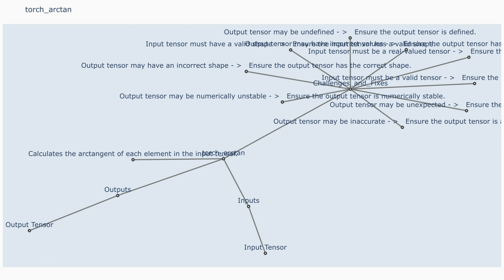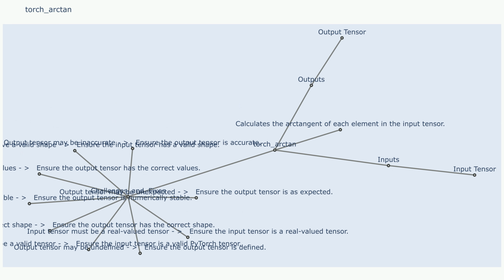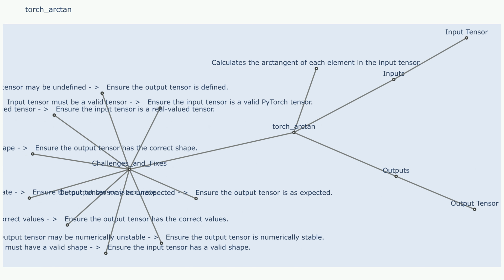Torch arctan. Description. The torch arctan function calculates the element-wise arctangent (inverse tangent) of an input tensor. The arctangent is the angle whose tangent is the input value, expressed in radians. Inputs. Input 1. Input, a tensor of any shape containing the values for which to calculate the arctangent.